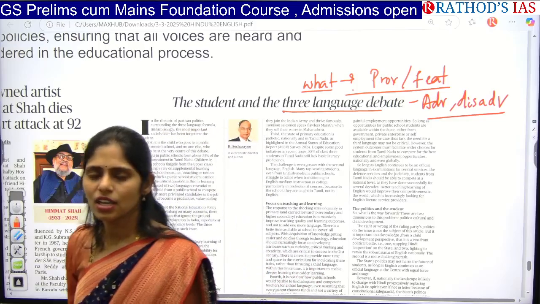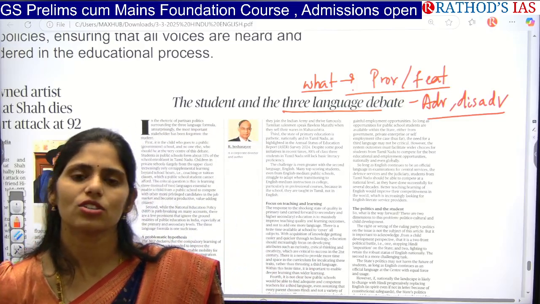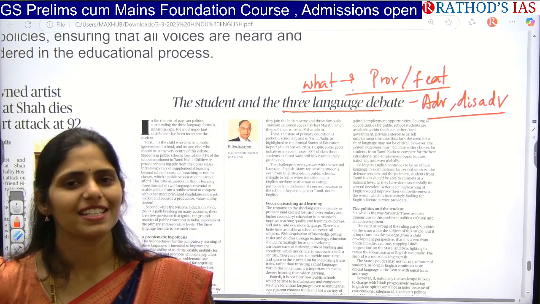That's it. So these are the important topics that appeared in today's Hindu newspaper. So by this I'm concluding.